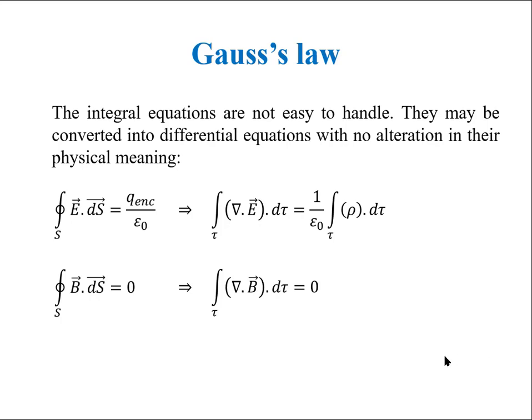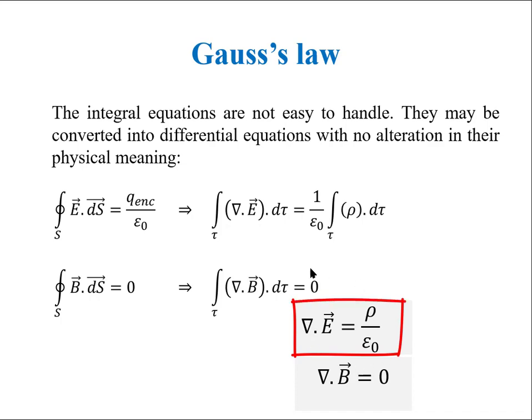Now, by comparison, these two integral equations can be converted into differential equations, like this and this. Now, this equation is the statement of Gauss's law in electrostatics, and this is also a form of Gauss law in magnetostatics, and it says that there is no magnetic monopole in nature.